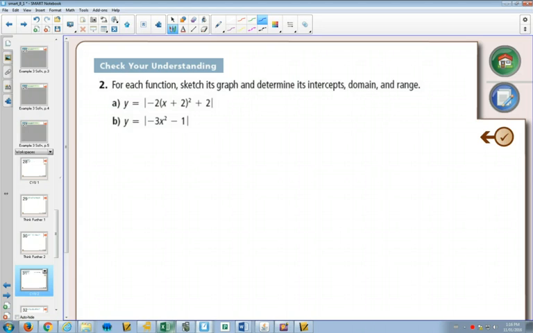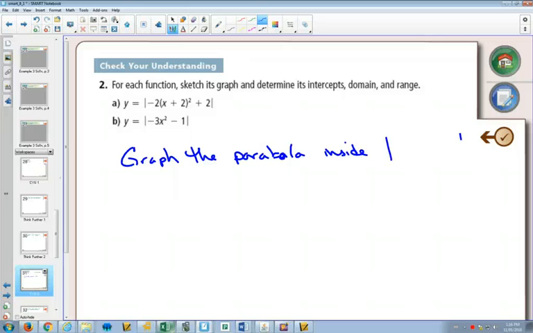So what we're going to do is we are going to first graph the parabola inside those absolute value bars. So our first thing that we're going to look at is, do we know how to graph negative 2(x plus 2) squared plus 2?